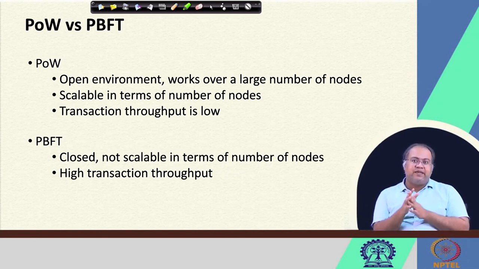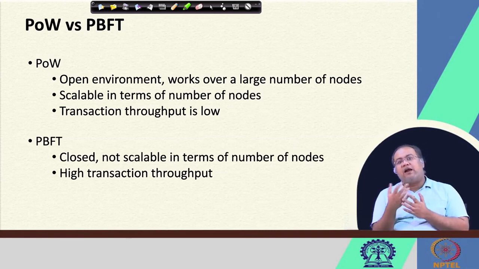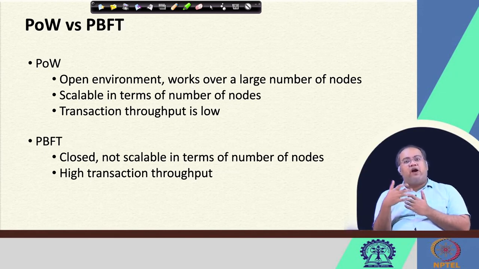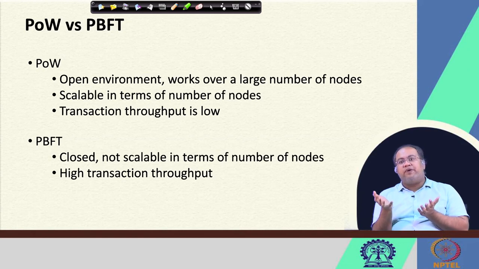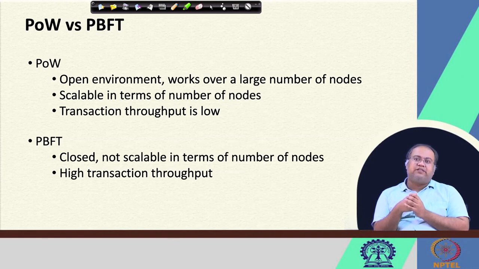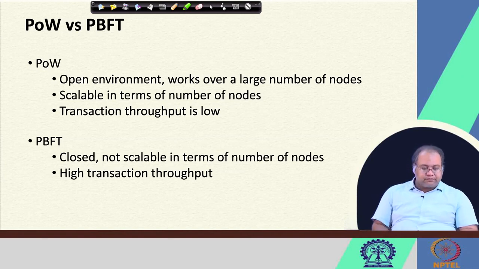Because it is relying on message passing, it is not scalable in terms of number of nodes, but on the other hand it provides high transaction throughput because it is depending on message passing. So, that way you do not need to invest a huge computation power to compute the hash or to compute the solution of the challenge, and you can reach a consensus in much less time compared to what is supported by proof of work.